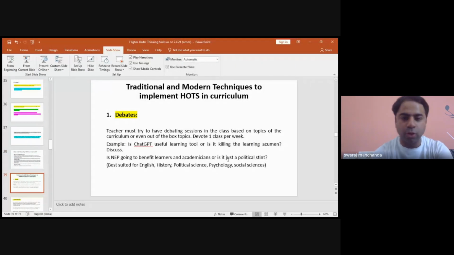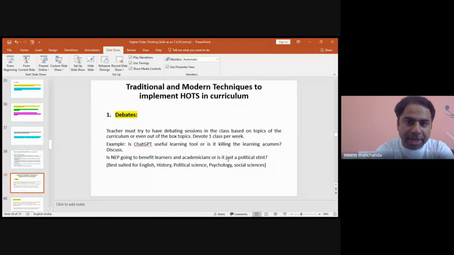First is one of the oldest techniques, debates. We all know it. We hold separate competitions for it once a year, and only a few students participate. So that is the flaw on our part. We can have a debating session once in the class. It opens up communication skills of the students. They will become good communicators. They will become good leaders.